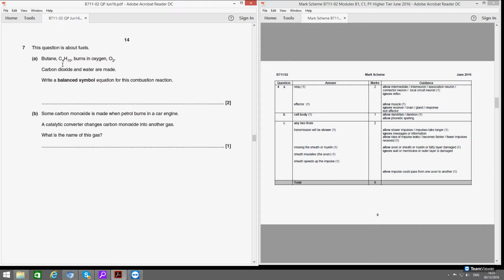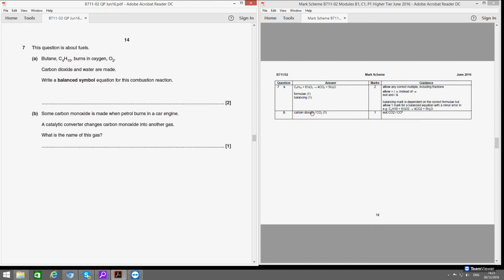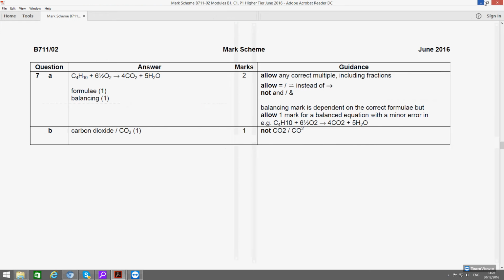C4H10 plus O2, arrow, which means equals, as you know. Carbon dioxide is CO2 and water is H2O. Now, if you just said that, that would give you 1 mark. Formulae would give you 1 mark. The balancing of it is this bit here, and it means that you'd have to put a 6.5 there, a 4 there, and a 5 there.